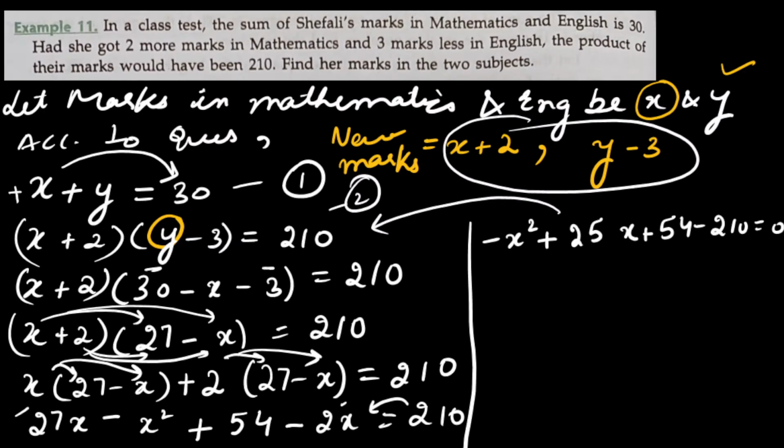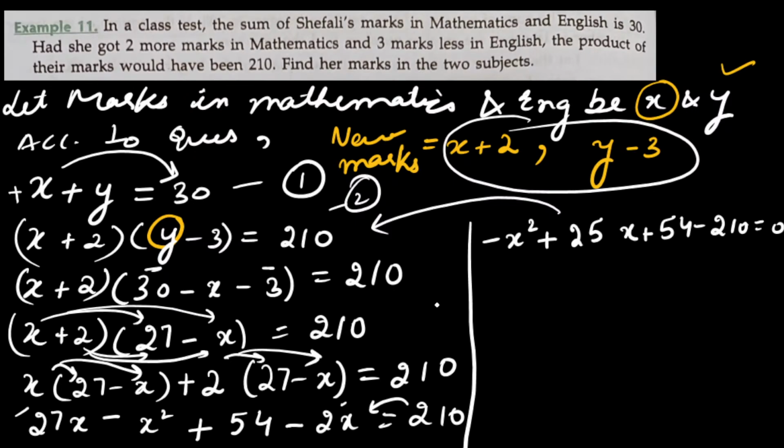Because 210 when we shift to this side, as per the standard equation, everything should be on left side. So when I am shifting 210 to this side, it will become negative 210. So what is 54 minus? How did I get 27 minus x?